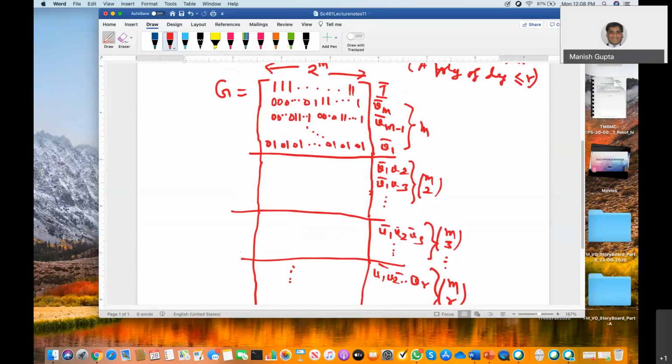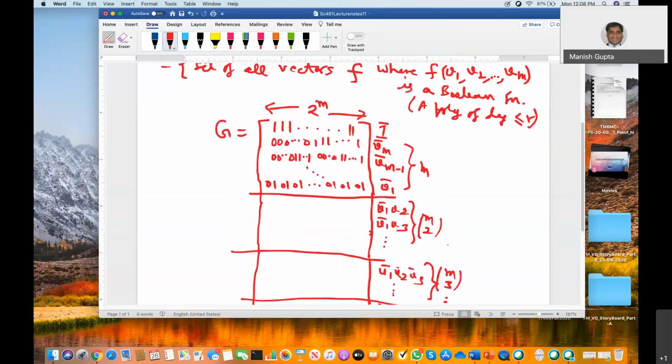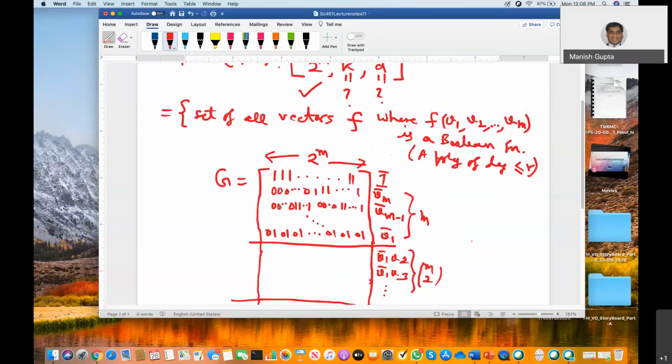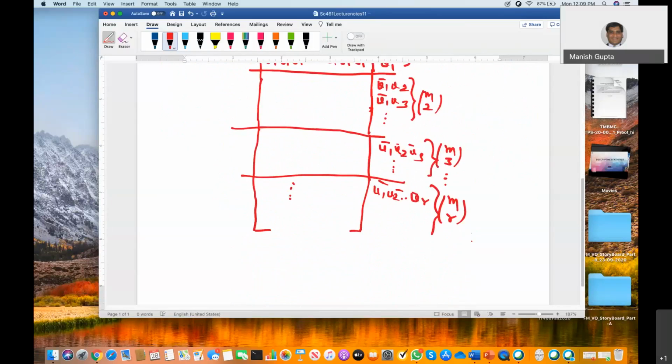Now, if you look at the parameters, the length is 2 raised to power m, which is clear here. And for the dimension, by the structure of this matrix, it is clear that all these rows are linearly independent. So the dimension k will be nothing but the total number of rows in the matrix. So k is 1, that is the first all one vector, plus m choose 1, that is m, plus m choose 2, and so on up to m choose r. That is the dimension of this code.